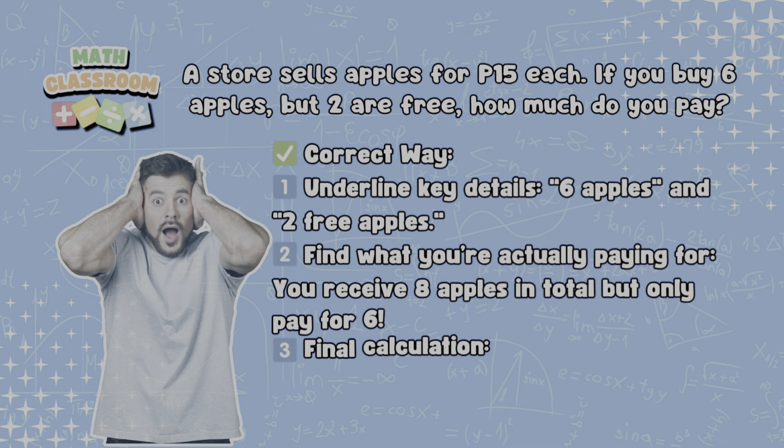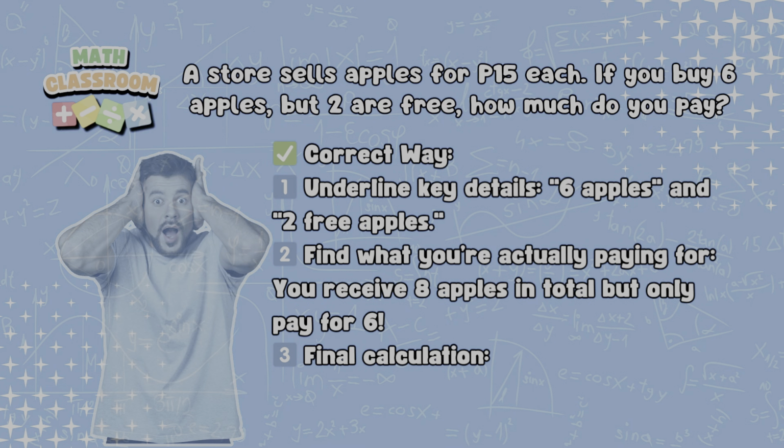First, underline the key details. You buy 6 apples, you get 2 apples for free. Now focus on what you actually pay for. You receive 8 apples in total, but you only pay for 6.